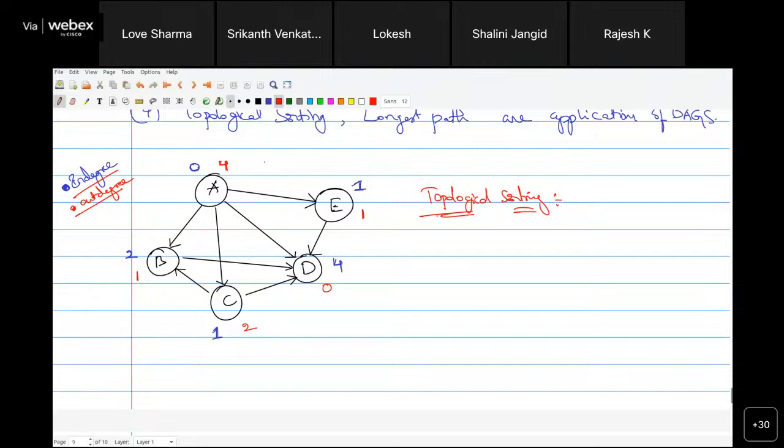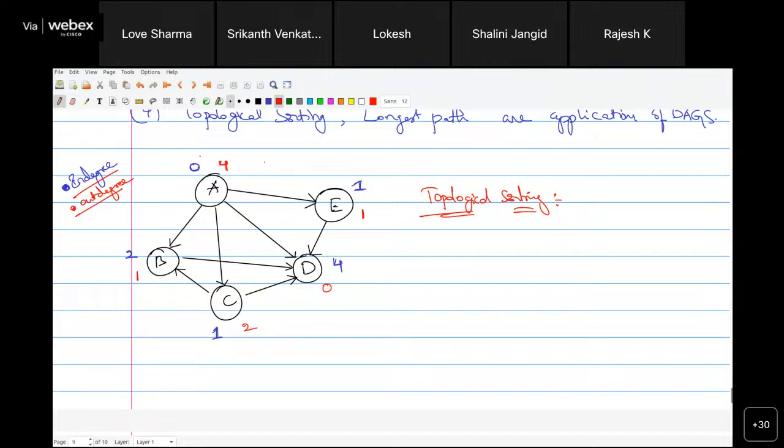Now topological sorting means we are keeping the vertices in the superiority order. The last vertex is the highest superior, or the last task to be performed, and the first vertex is the first task. So the first task is A. A is independent; there is no prerequisite to A, so you can start from A.